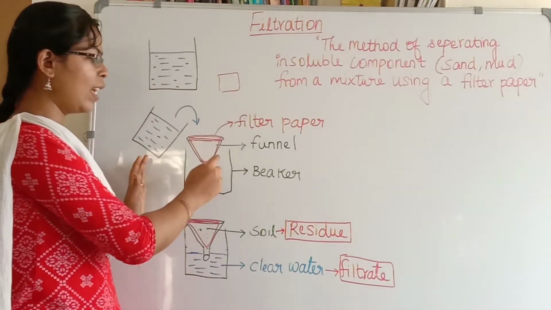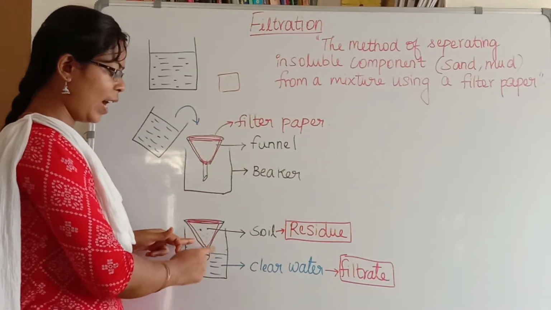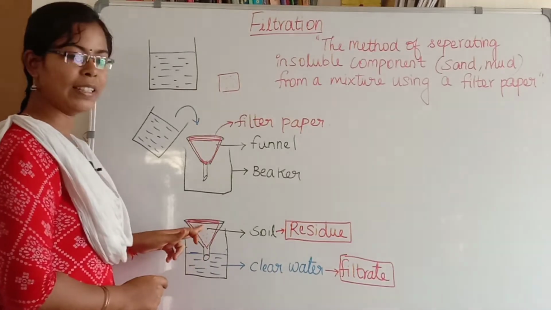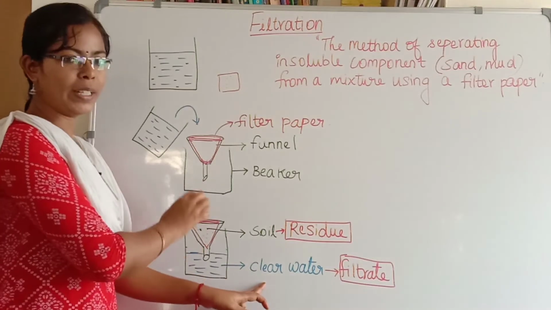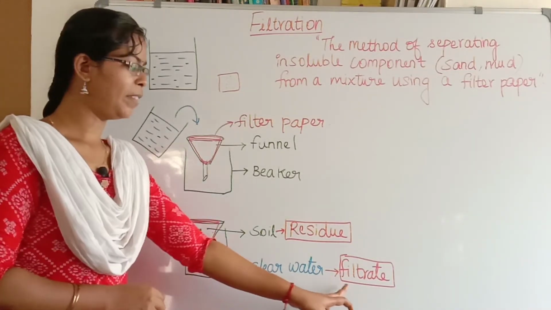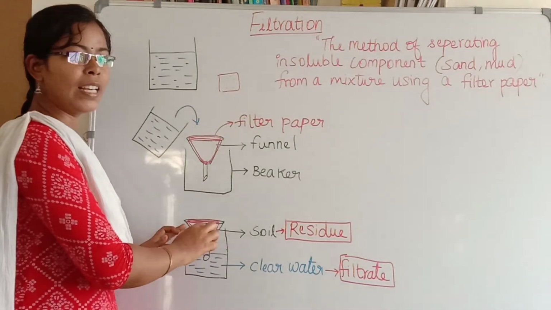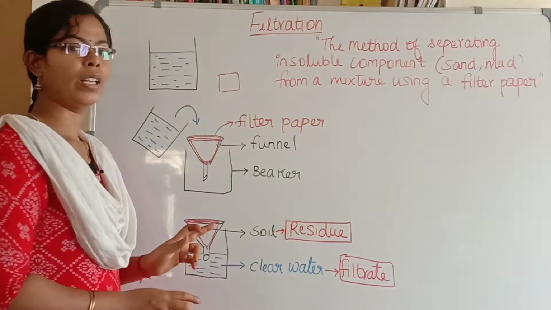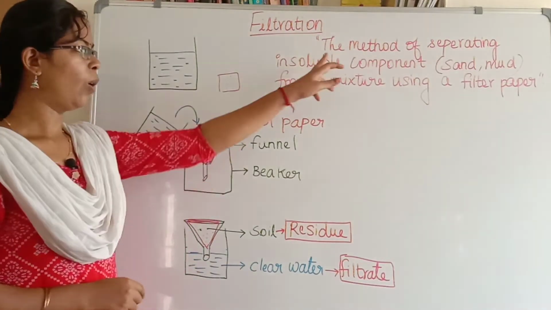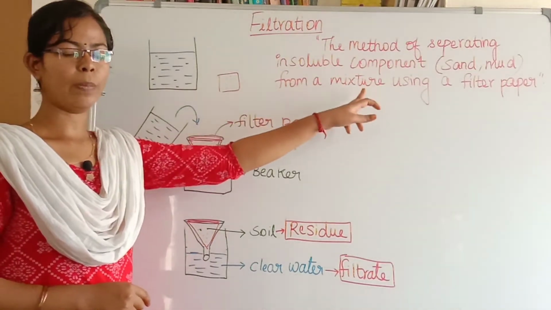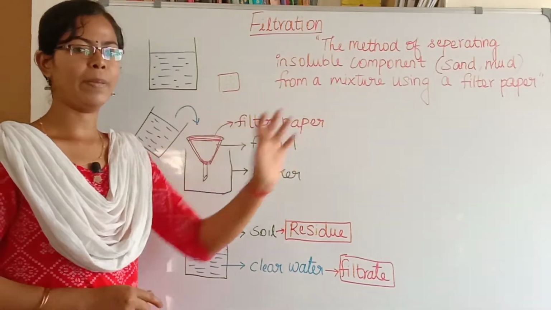So what happens is the water passes through the filter paper and the soil particles will remain in this filter paper. The water which passes through the filter paper is called a filtrate, and the soil which settles in the filter paper is called a residue. And this process is called filtration. It is a method of separating insoluble components like sand, mud from a mixture using a filter paper.